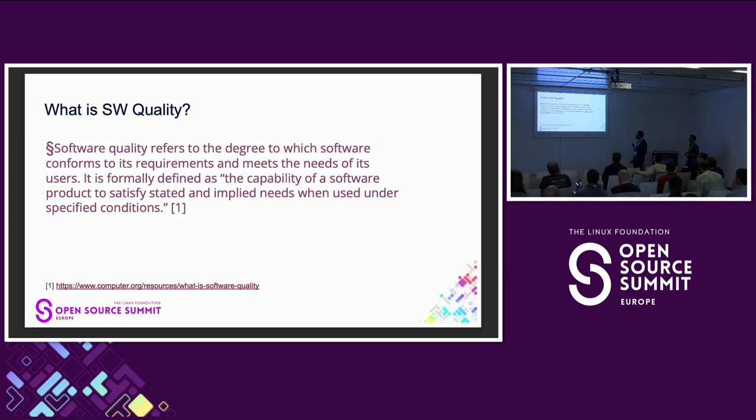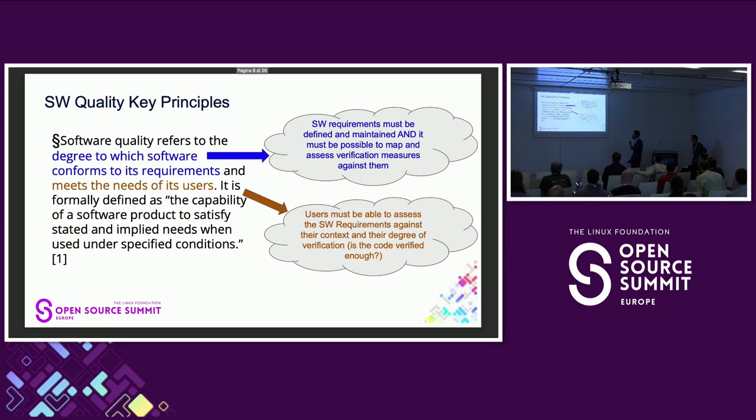Okay, so it seems pretty easy to understand, but at the end of the day, what are these key principles? The first one: if you look at the same definition, the degree to which software conforms to its requirements, what does it mean? First of all, it means that we need to have some sort of requirements that must be specified and maintained, and it must also be possible to assess the verification measures against such requirements.